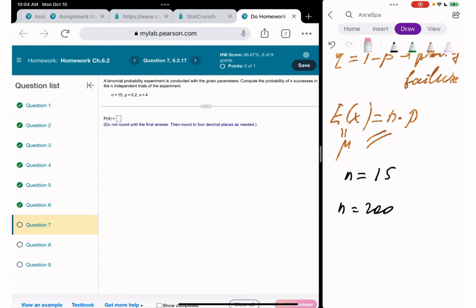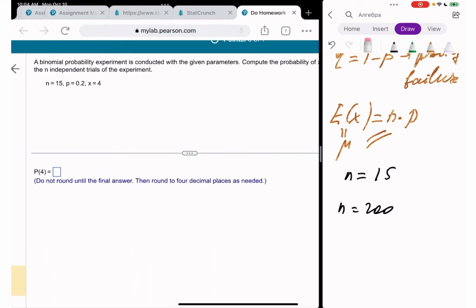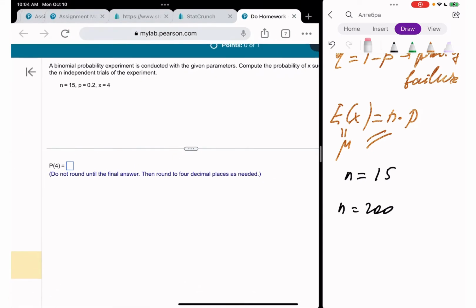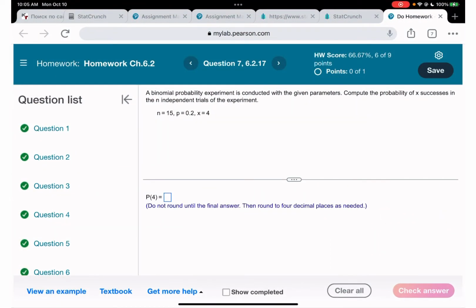Question number 7. Here we are going to have the binomial probability for given parameters. I'm going to use StatCrunch. So let me write down n is equal to 15, p is equal to 0.2, x is equal to 4. All right, let's go.